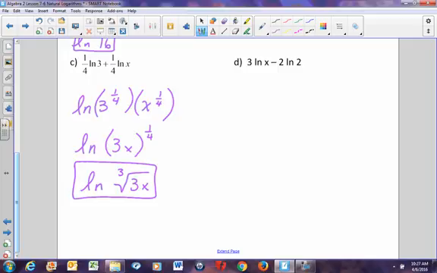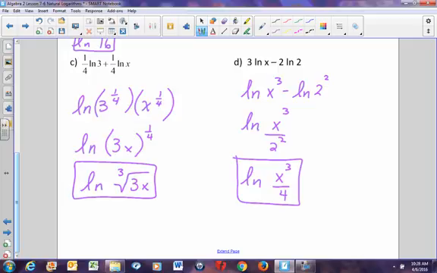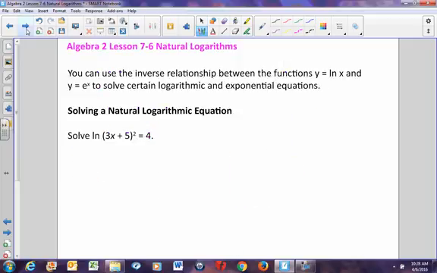3 natural log x minus 2 natural log of 2 is going to be the natural log of x to the 3rd minus the natural log of 2 squared. Since it's subtraction, it means division, so it's the natural log of x to the 3rd over 2 squared, which is the natural log of x to the 3rd over 4. It's not very hard. Just remember you apply your rules the same way you apply the rules with the common logs.